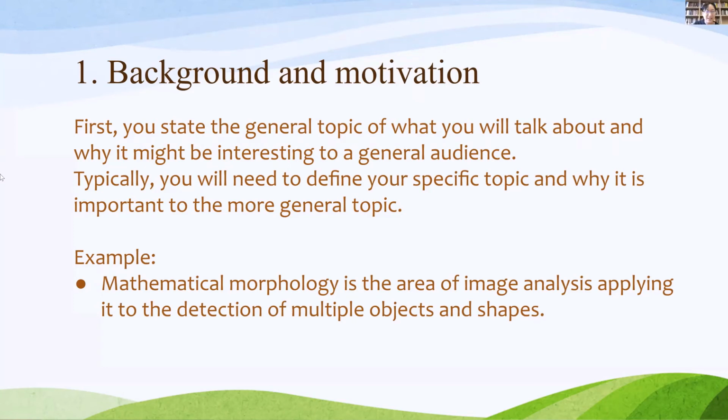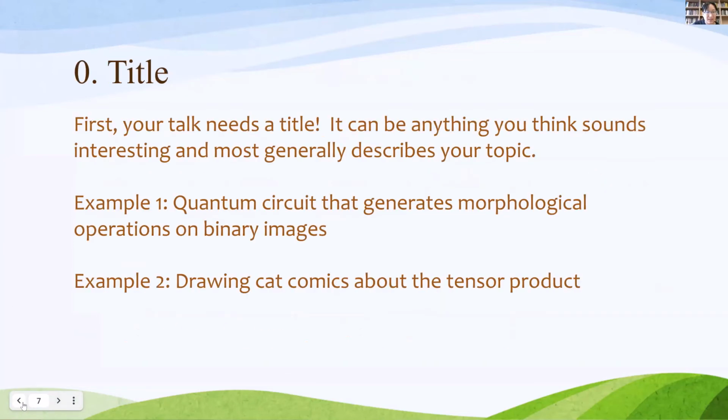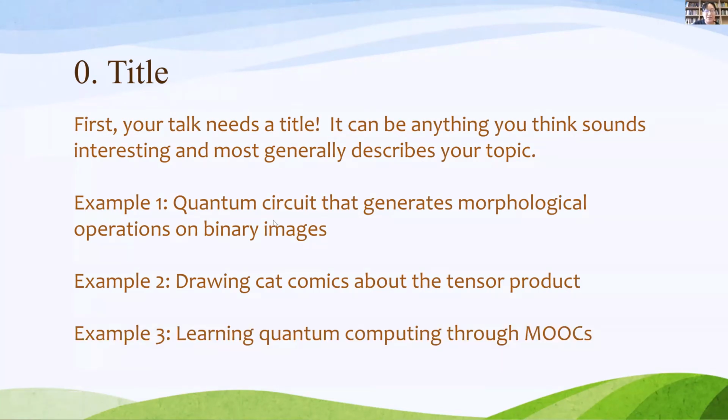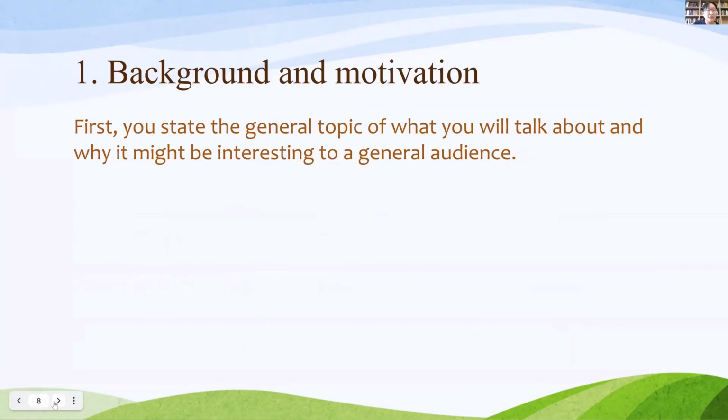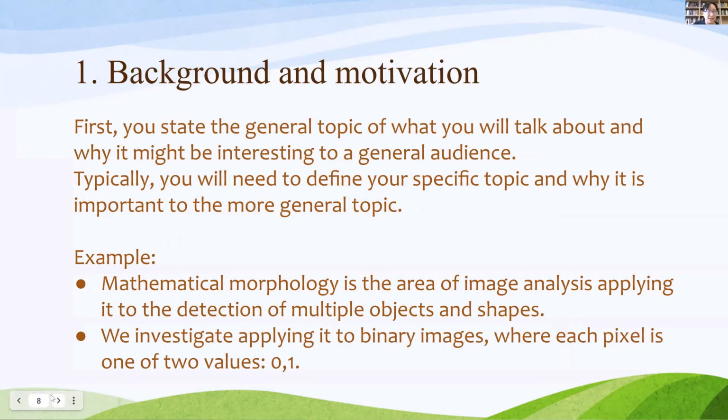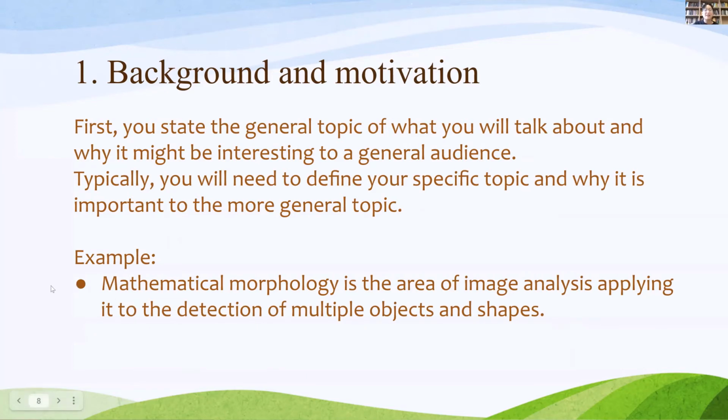Yeah, so I'll add here that this example is from the previous slide. Example one here was a quantum circuit that generates morphological operations on binary images. That's the talk title. The reason the abstract needs one sentence to define mathematical morphology is that it's a technical term a general audience wouldn't know. It's really important to define technical terms somewhere in the abstract, even if not with the most rigorous definition, if the talk is for a general audience, so that they can understand the words and decide.